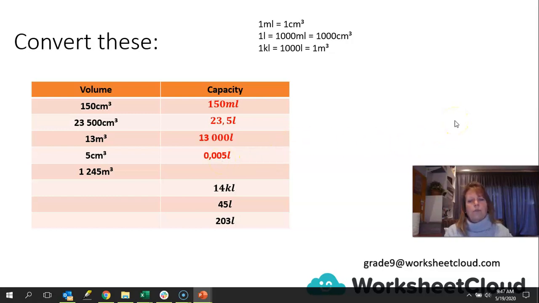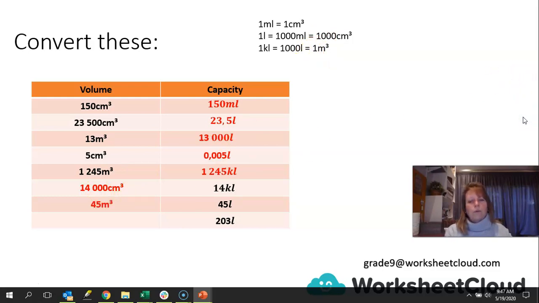And then 1,245 meter cubed, 2 kiloliters would be exactly the same. Okay, because 1 is to 1. All right, we now have got 14 kiloliters. Okay, that would give us 14,000 centimeters cubed, because we're going from kiloliters to centimeters cubed. And that's 1,000 difference, so it would be times by 1,000.